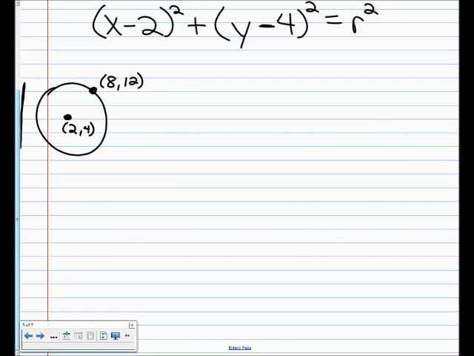And you said distance formula, so the distance from (2, 4) to (8, 12) would be called? The radius, right? The distance from the center to any point on the circle is going to be the radius. So I could absolutely use the distance formula. And it's great for you guys because you are taking geometry, so you have that memorized.